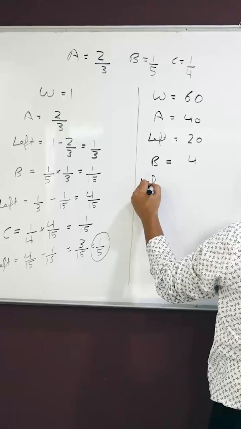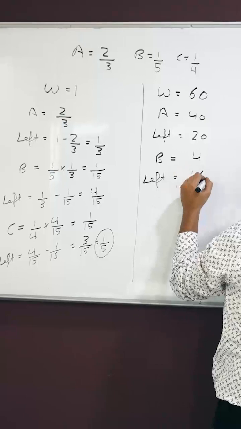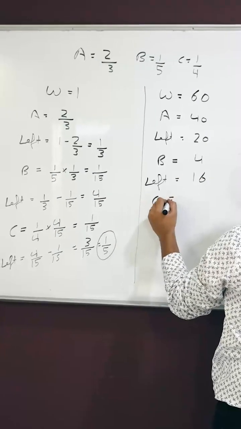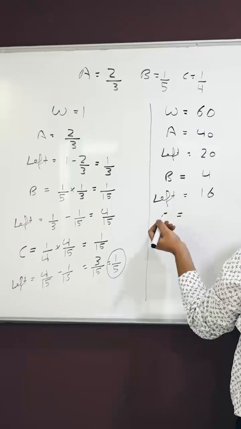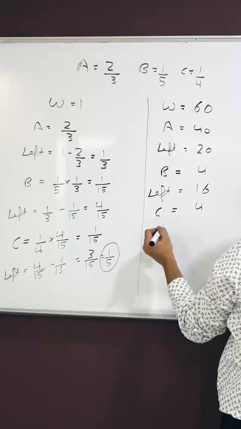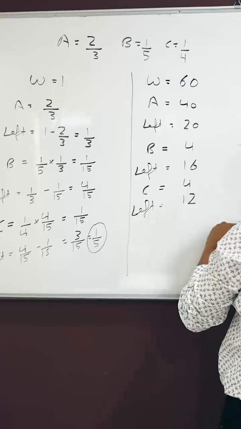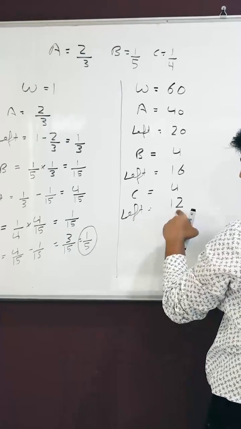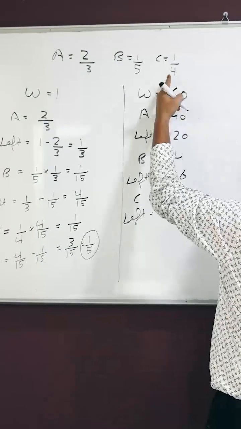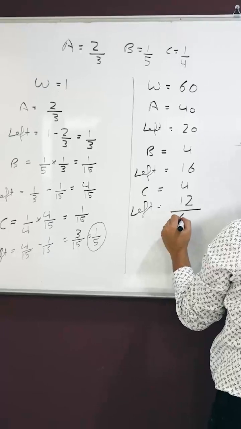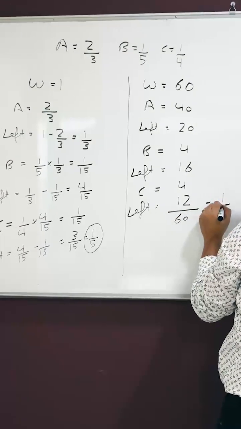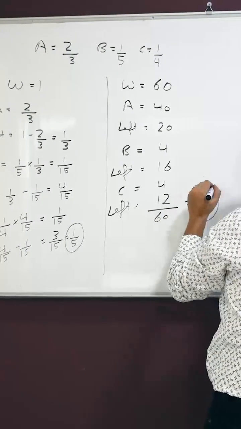So how much work is still left? 16. And then C came and did 1/4 of the remaining. 1/4 of 16 is again how much? 4. So how much is left? 12. Now what fraction of the work is left? The amount of work left divided by my total work, which is 12 out of 60, and as you can see, which is nothing but 1/5.